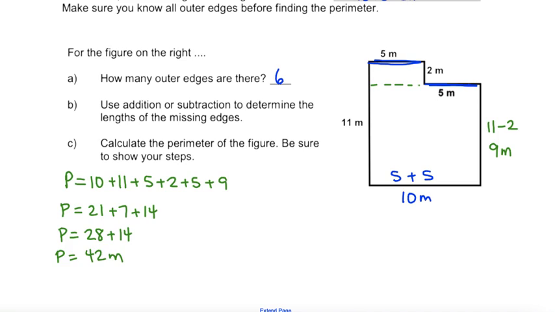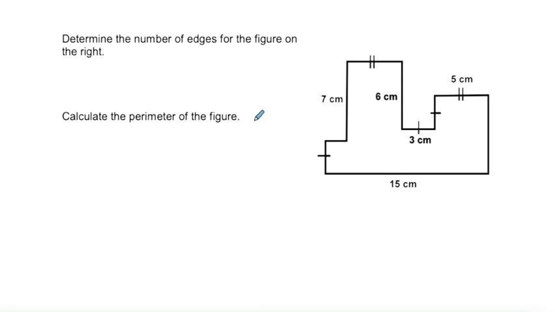Let's do another example. Now we want to determine the number of edges for the figure on the right in this case. So I have 1, 2, 3, 4, 5, 6, 7, 8, 9, 10. So in order to find the perimeter of the shape, I need to know the measurements of 10 sides. Well, let's start by labeling what I know. So this side length right here is 3. And because this also has a single line through it, this is also 3. And this is also 3.